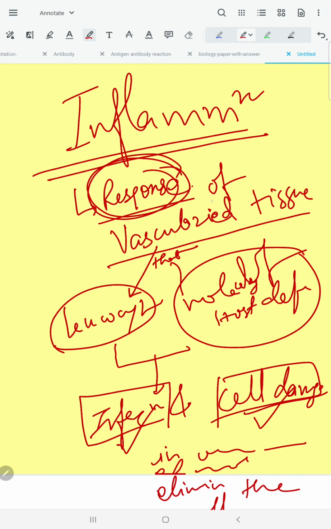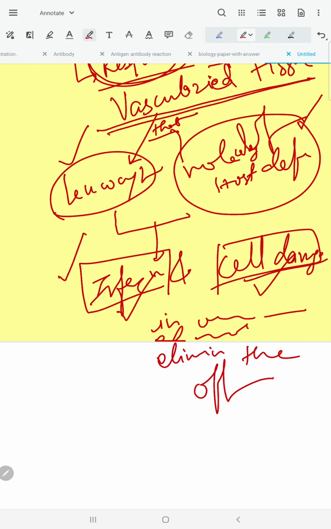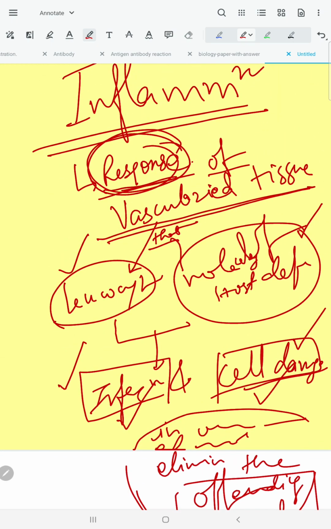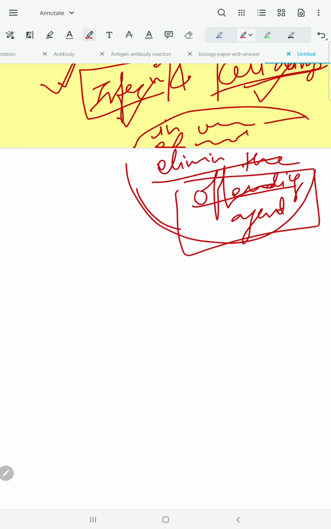Inflammation is a response of vascularized tissue that deliver leukocyte and molecules of host defense to the site of infection and cell damage in order to eliminate the offending agent. Okay, so you just see how many words we are using, only like response. What is this? It is a response of whom? The vascularized tissue that deliver leukocyte and molecules of cell defense to the site of infection and cell damage in order to eliminate the offending agent. Clear.